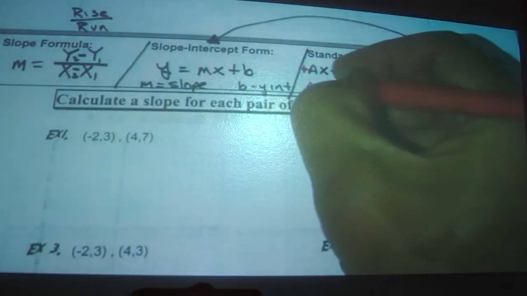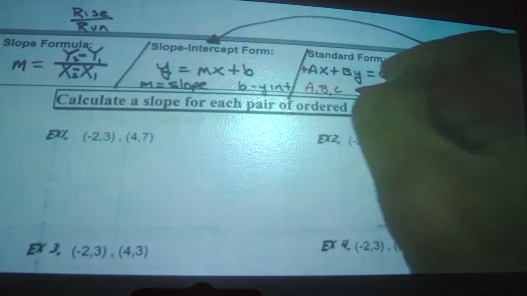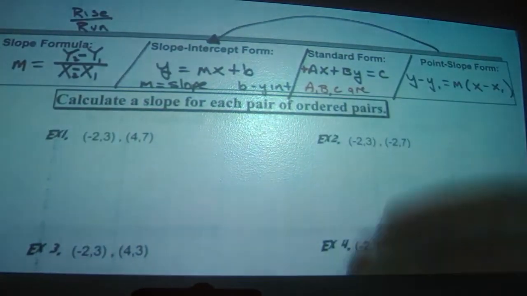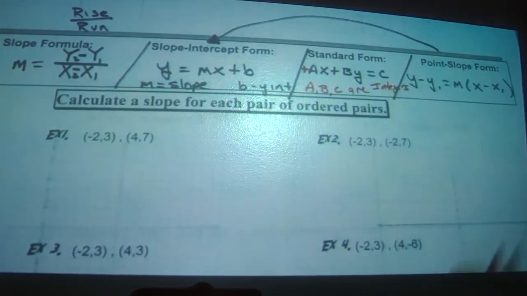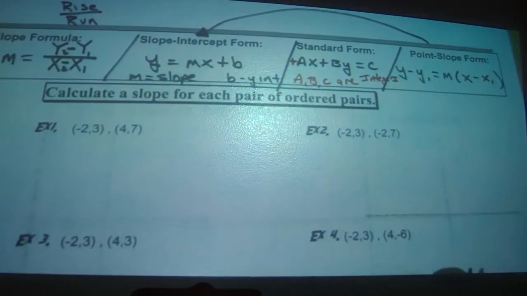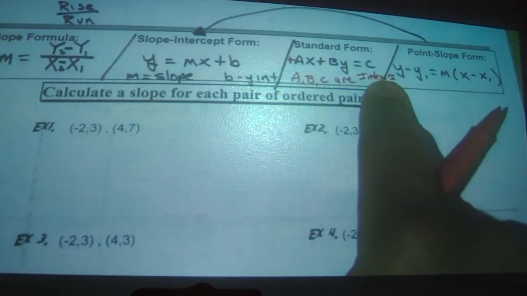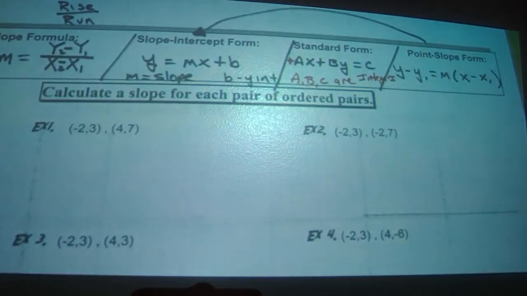The other thing is A, B, and C are nice, pretty numbers. They're integers. So nice, pretty integers. So A, B, and C, that says integers there. Now again, quiz or test, you're going to want these formulas. So if it was me, I'd be taking notes. All right, let's dive in.